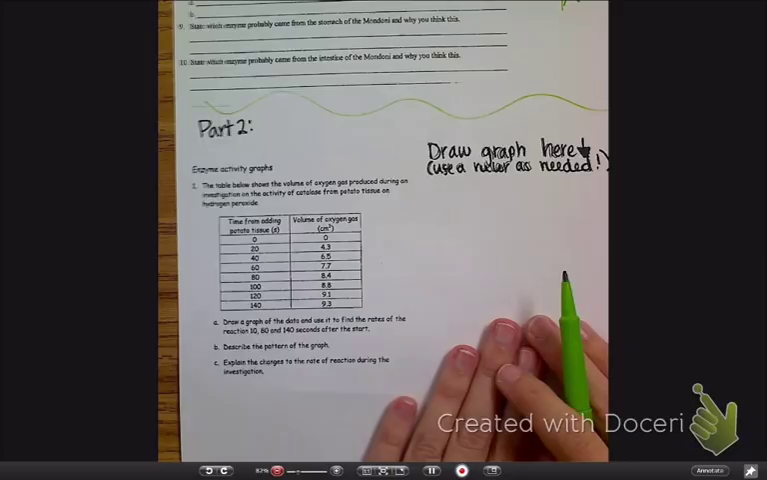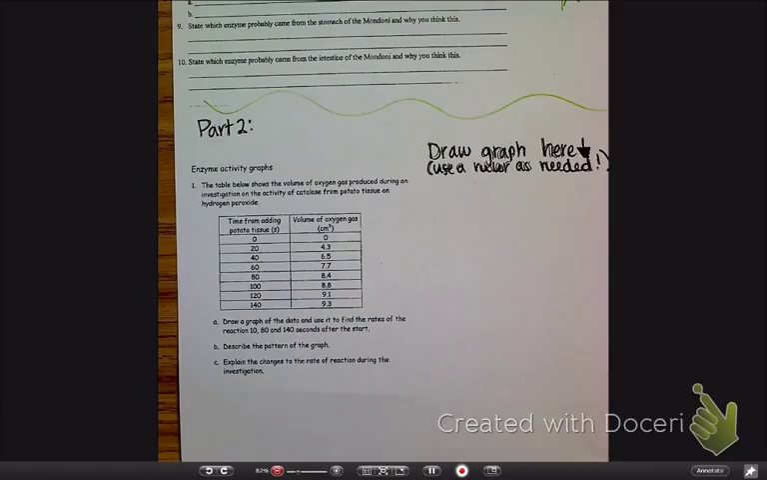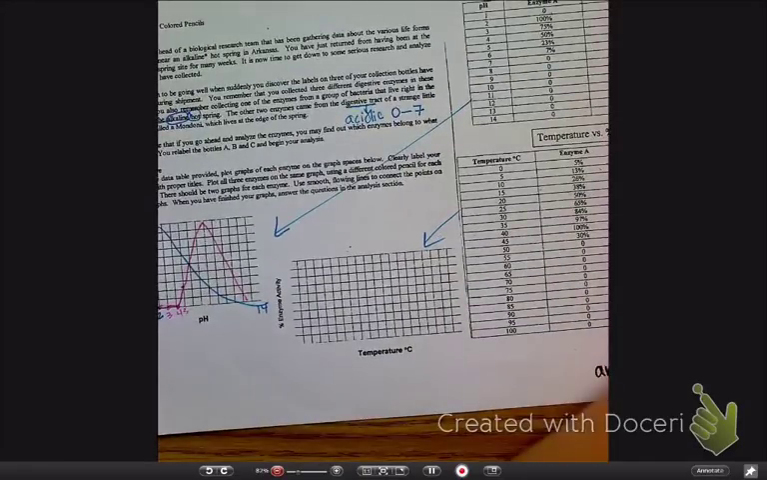If you do need help with part 2, I can help you when you get back with that too. But if you don't finish it, you are still going to have to finish that and turn that in for me. So remember to email me if you have questions, ask the sub for help, whatever you need. But this is graphing practice, analyzing how enzymes work. So it's applying what we've learned.